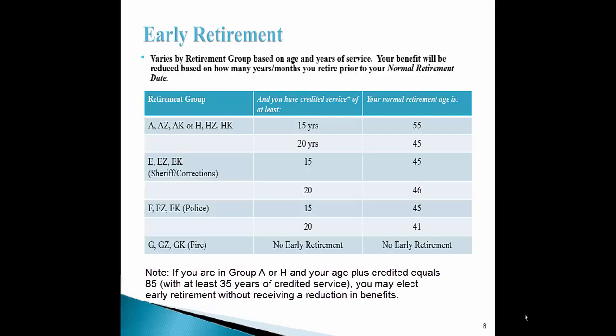For members of groups A or H, if your age plus service equals 85 or greater, you may elect an early retirement without a reduction in benefits. Please note that you must first have at least 35 years of credited service.